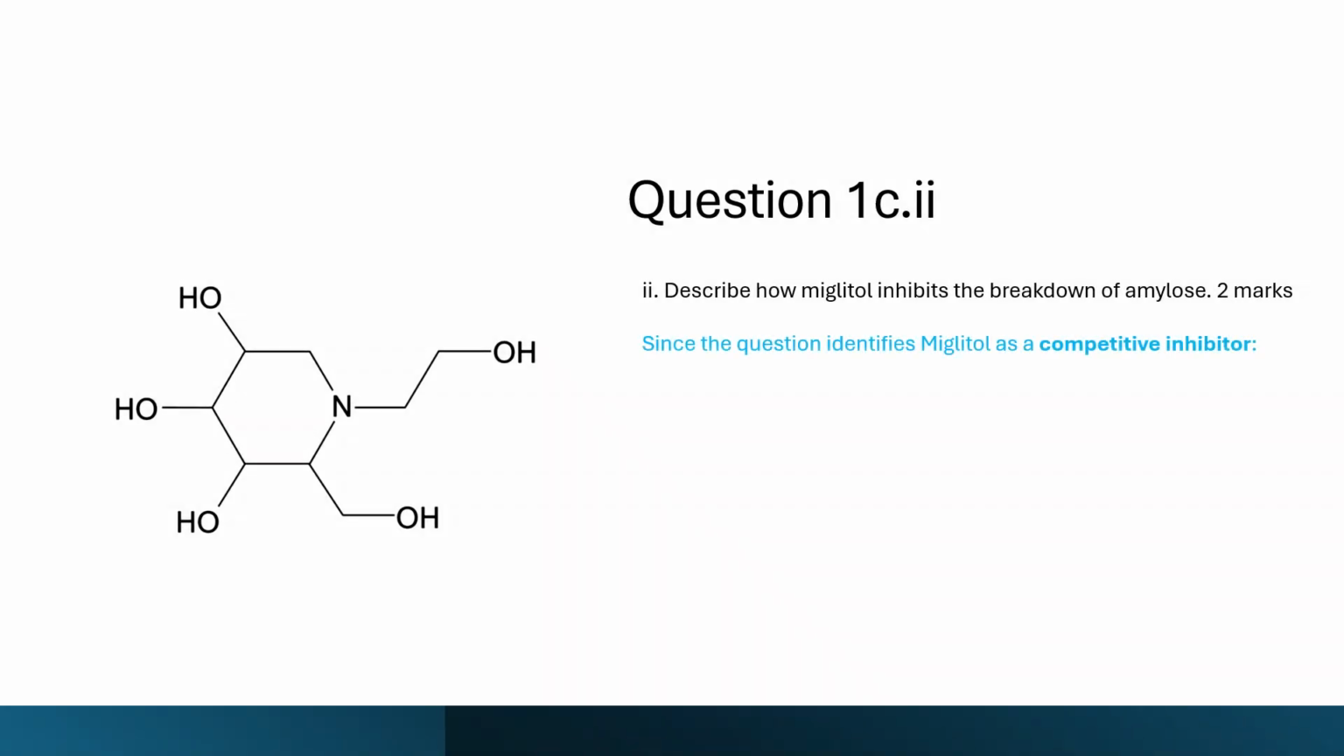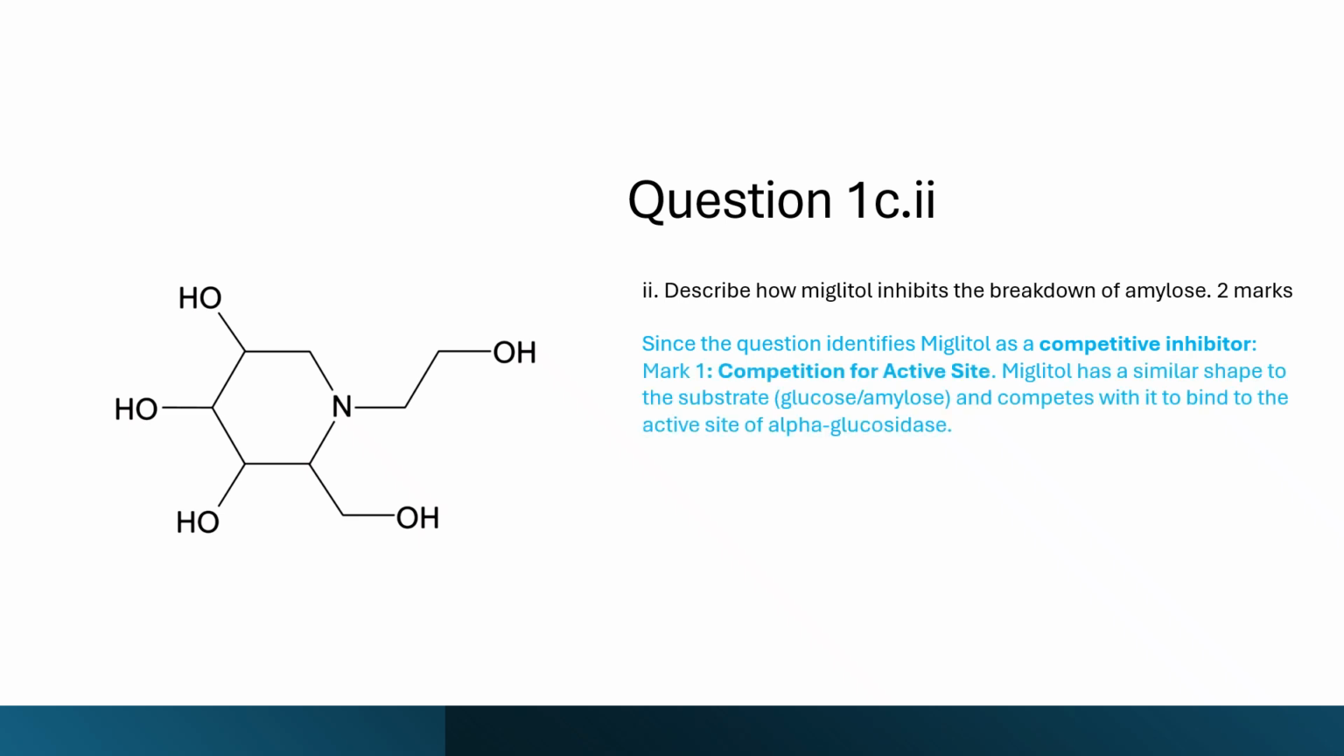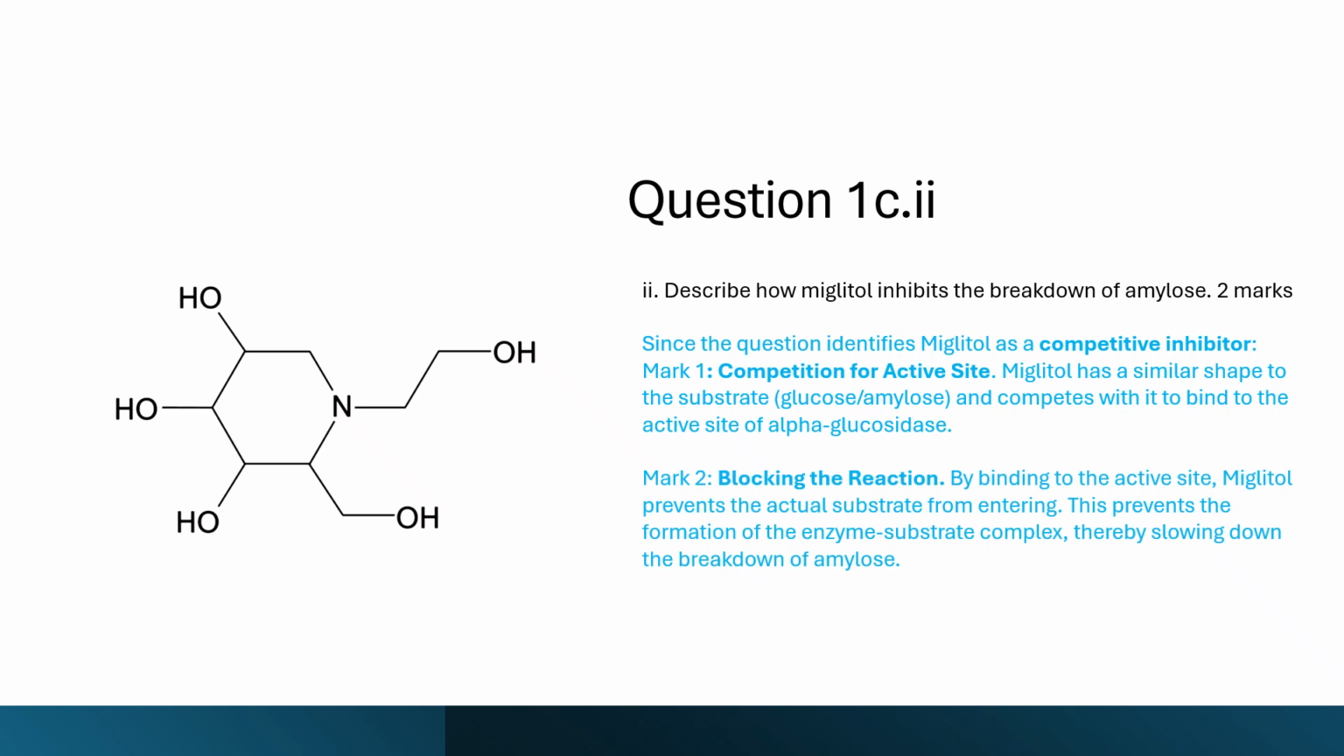Since the question identifies Miglitol as a competitive inhibitor, competition for active site, Miglitol has a similar shape to the substrate, glucose amylose, and competes with it to bind to the active site of alpha-glucosidase. Blocking the reaction, by binding to the active site, Miglitol prevents the actual substrate from entering. This prevents the formation of the enzyme-substrate complex, thereby slowing down the breakdown of amylose.